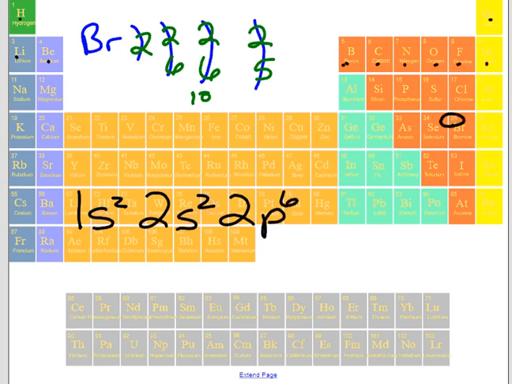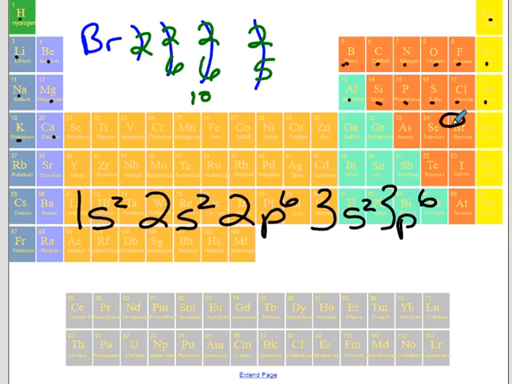We're still only counting at number 10. We've got to get to 35. Numbers 11 and 12 are in energy level 3, sublevel S. There are 2 electrons. Still energy level 3, this is sublevel P. There are 6 electrons. This has taken us up to number 18. We've got to keep going.